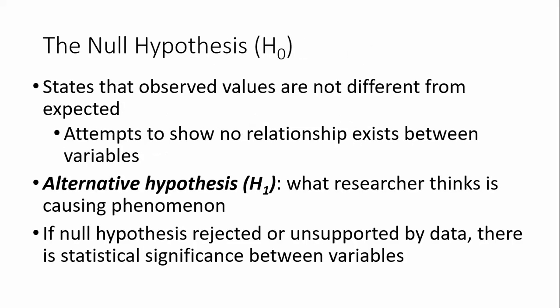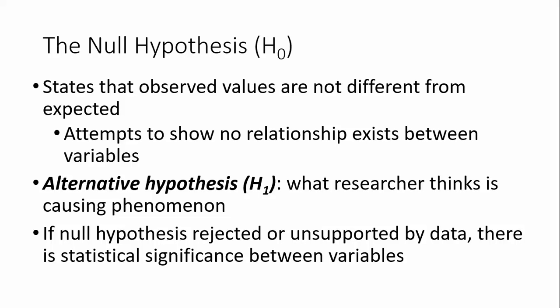So in order to perform a chi-square analysis, the first thing you need to do is create a null hypothesis. A null hypothesis is basically your statement that the observed values are not different from the expected values, that your observed values match what you expect. What this is showing is that there's no outside force acting on this.